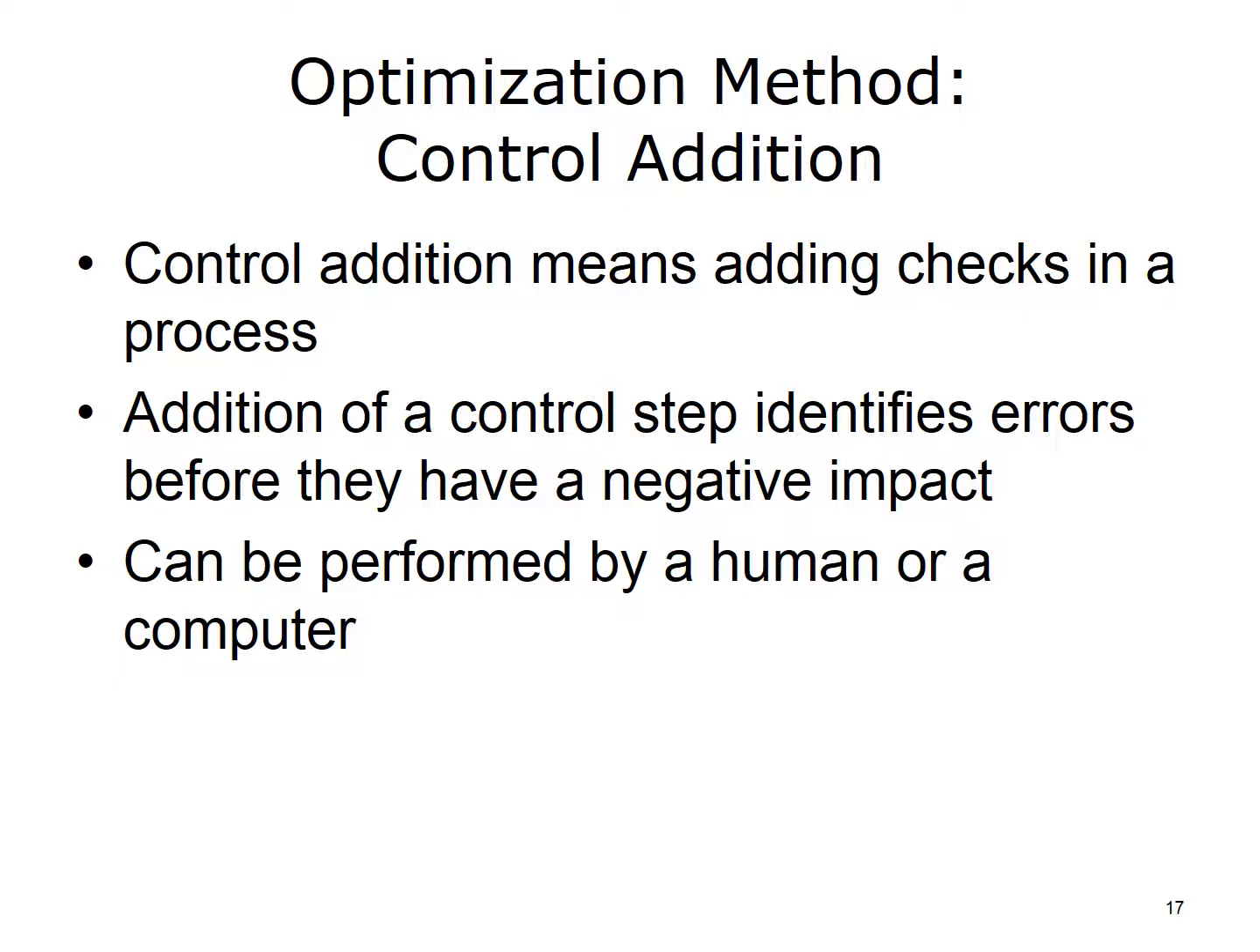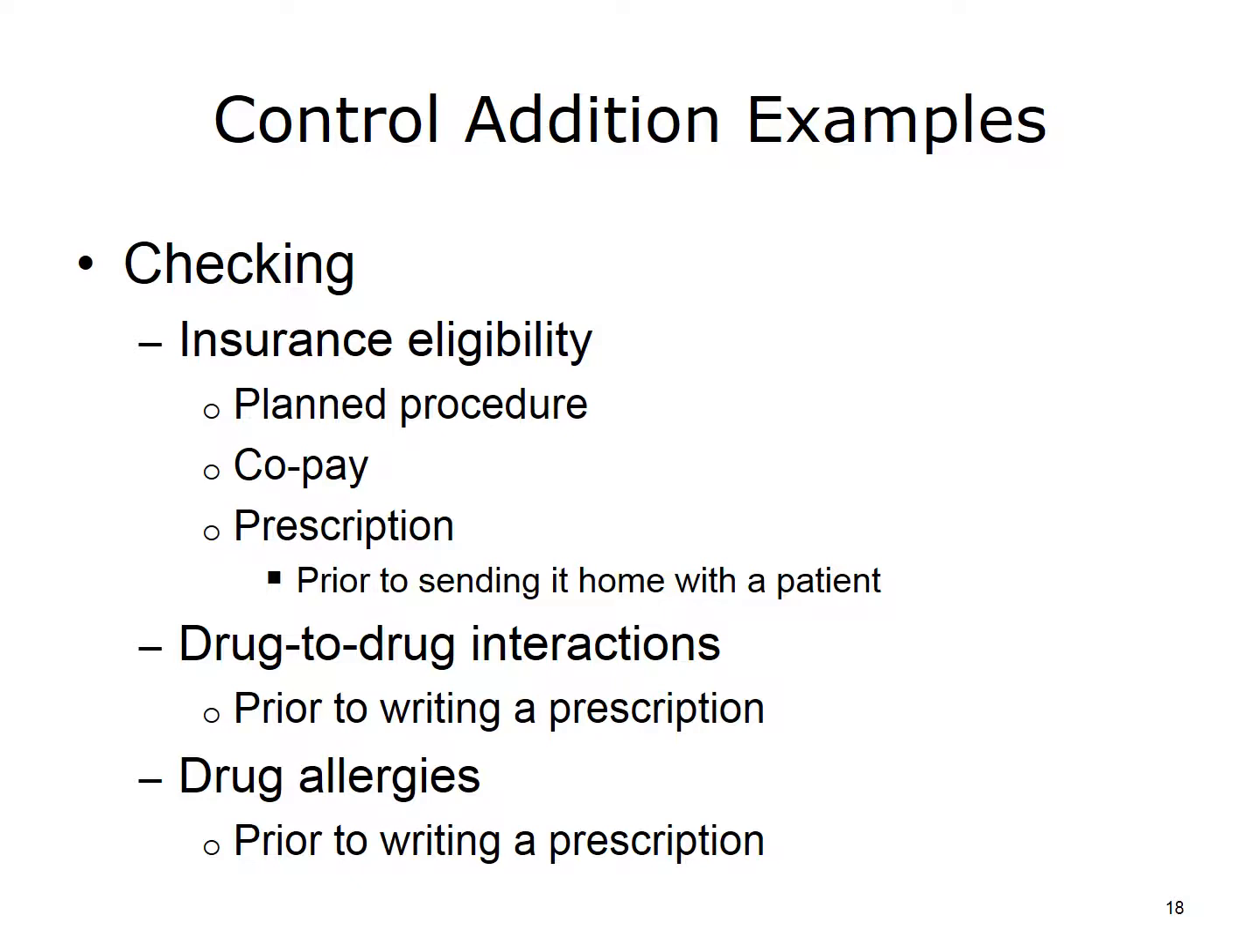Control addition means adding checks in a process. Addition of a control step identifies errors before they have a negative impact. This control can be performed by a human or a computer, i.e., it can be automated. Control addition examples in healthcare are numerous. Some examples include checking insurance eligibility of a planned procedure or a copay, checking insurance eligibility of a prescription prior to sending it home with a patient, and checking for drug-drug interactions or drug allergies prior to writing a prescription.